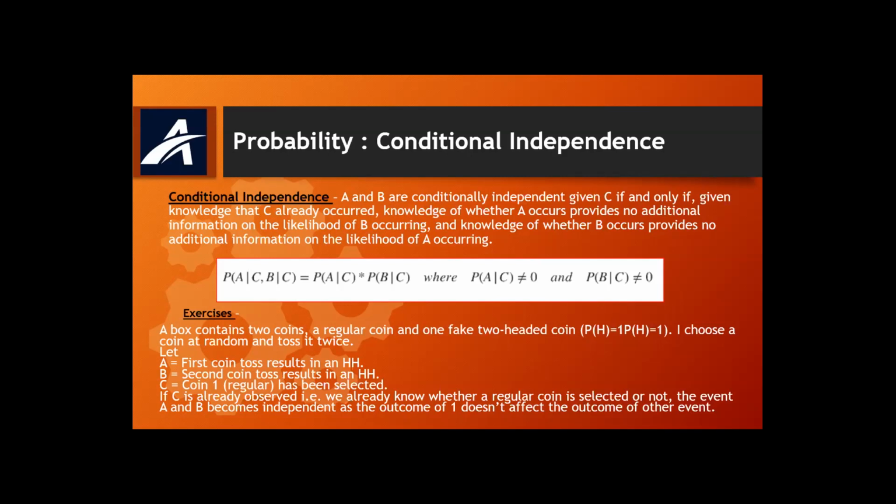So in simple English, conditional independence is this: independence is observed for as long as a third event has not occurred. But the moment it occurs, the outcome could be influenced. The independence no longer exists. So that is what this means in layman language.